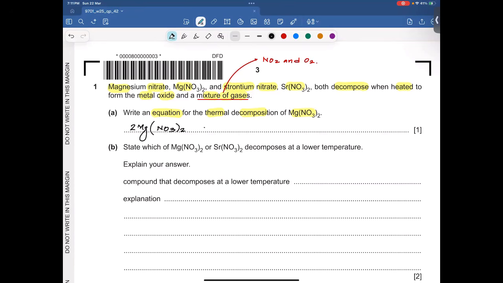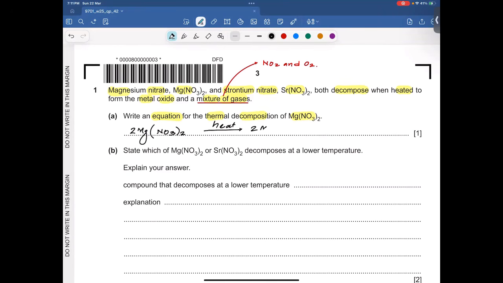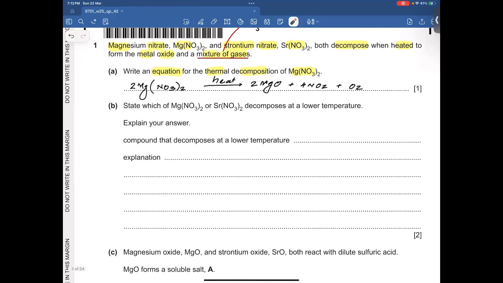Magnesium nitrate is decomposed on heating to give magnesium oxide, nitrogen dioxide, and oxygen gas. All right. So you can write this equation for 1 mole also. I've written for 2 moles. You can write this equation for 1 mole also, and that's going to be acceptable in the paper also. Okay. Next.